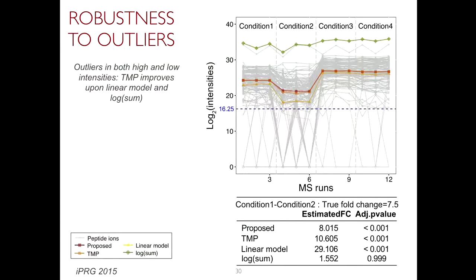So here we see we have some outliers among high-intensity features. We have some missing values, which we just display here with zeros, which are below our trustworthiness cutoff. The linear model is affected by the missing values. Log of sum is affected by outliers in high intensity. So here we compare condition 1 to condition 2. The true fold change is 7.5. The linear model thinks it's 29. Log of sum thinks it's 1, so it's all over the place. But when we take care of both missing values and outliers simultaneously, then we're much closer to the true value. So that's the idea.